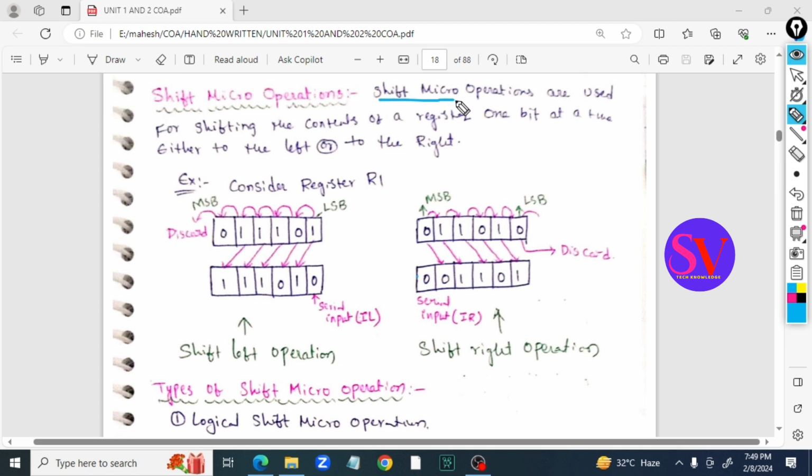Shift micro operations are used for shifting the contents of a register one bit at a time, either left or right. Simply, what is meant by shift? Shifting the bits of a register either left or right at a time.